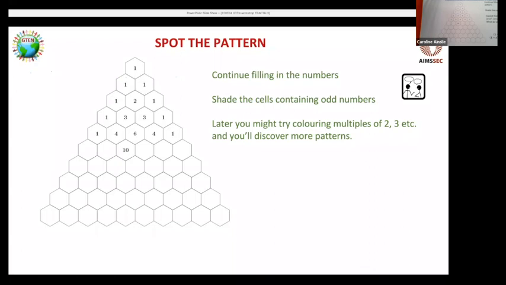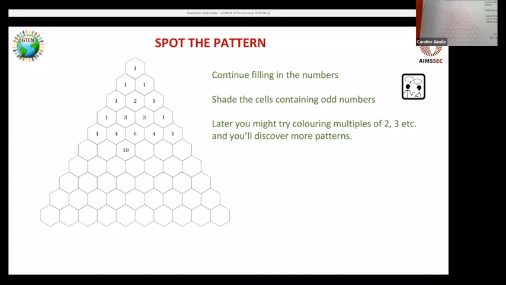Pam has said the symmetry helps, so it helps to just copy the answer on the other side. Once you've got it on the left, you can copy it on the right. So if you look at the line that says 1, 4, and then the six is in the middle, the right-hand side is 4, 1, which is the mirror image.